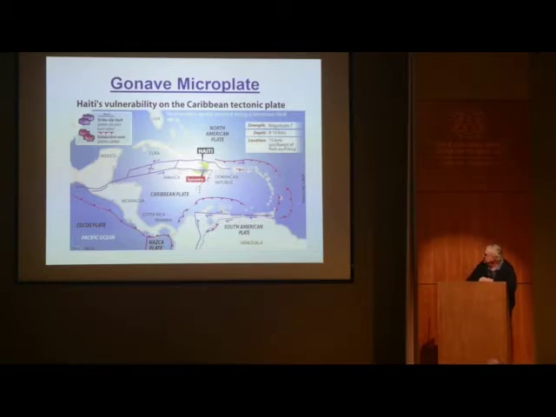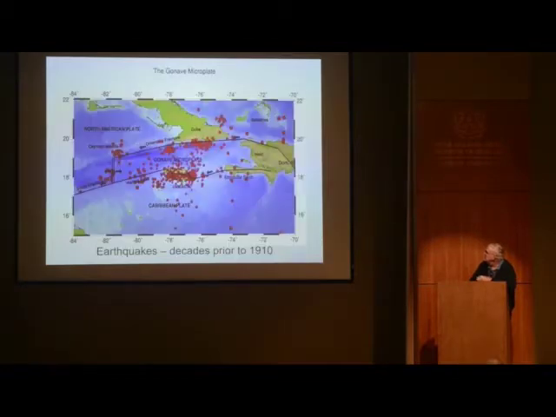And notice the movement here that these things they don't happen nice and smoothly. They're jagged, and you get things locked together and breaking apart. And so you have the northern area along this microplate moving to the west, and then along here, moving to the east. All right, these are major earthquakes in the decades prior to 1910, the localization. And notice that they're located right along the edge of this microplate. It's called the Gonavi microplate.